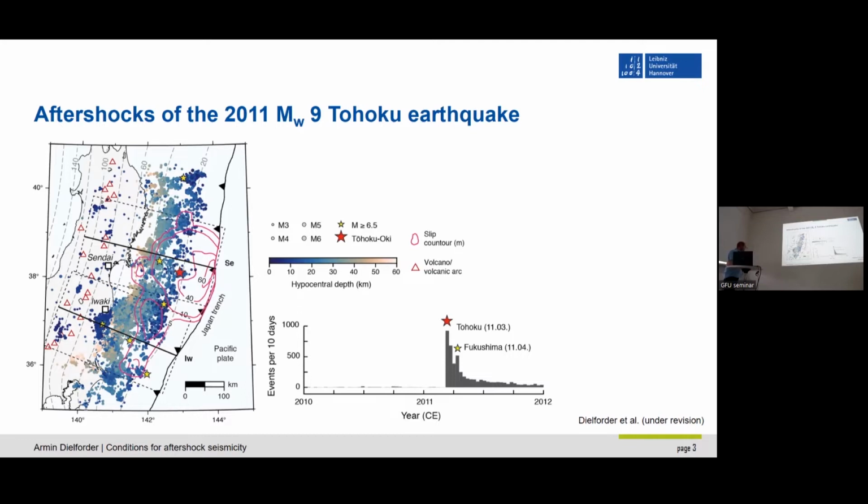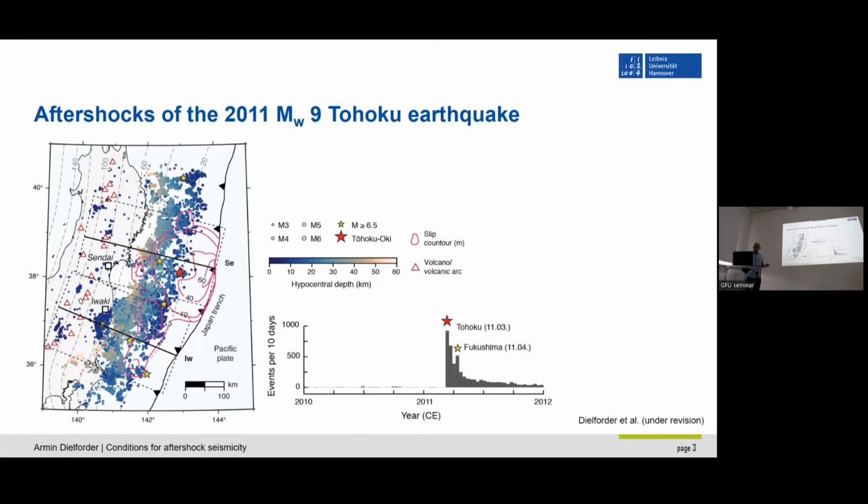Then you see we also have a southern slip patch, which is this one here, offshore Iwaki. Here we don't have this intense slip close to the trench, but we had some 10 to 15 meters of slip at intermediate depths on the plate boundary. And then you see all these colored dots. These are aftershocks that locate within the forearc. The color indicates the hypocentral depth. And you can see they affect a very broad region of this forearc.